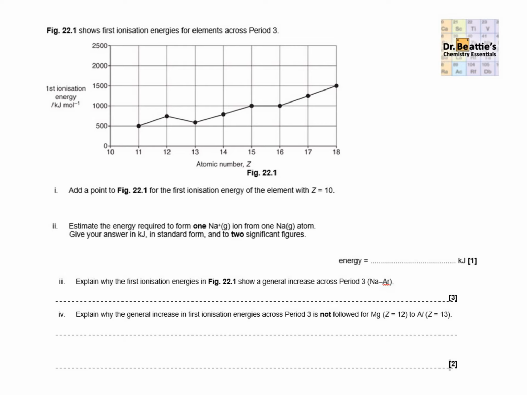Okay, so we're going to start going through the answers here. Now, part I here is asking you to add a point for an element with the atomic number of 10. Now, what's shown on the graph is atomic numbers 11 through to 18, which you're told is period 3. So 11 being sodium and 18 being argon. Now, Z10 is going to be in period 2, and it is neon.